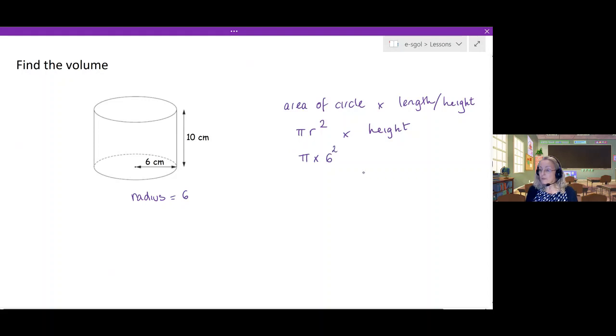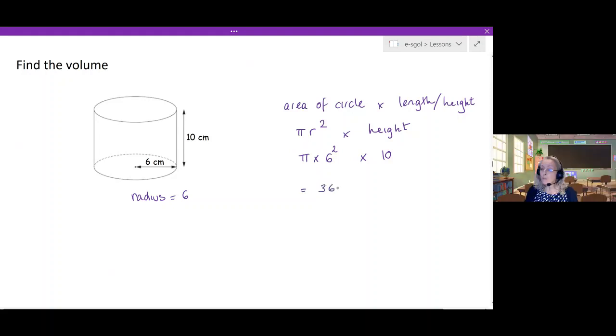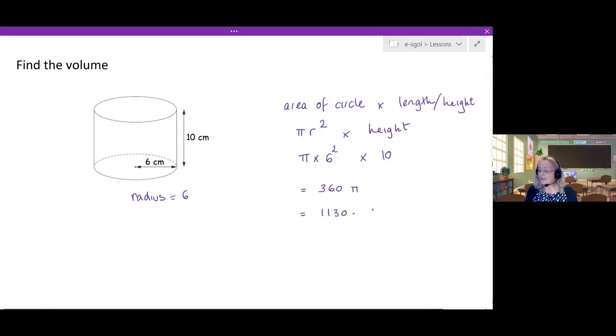And then we've got to multiply it by this 10, which is the height or the length of the prism or the height of the cylinder, however you want to think about it. So when I put this into my calculator, it will tell me that this one is 360 pi. And if I press the S to D button on my calculator, it will turn that into a decimal for me, and I will get 1130.973355, and that is in centimetres cubed because we're working in volume.